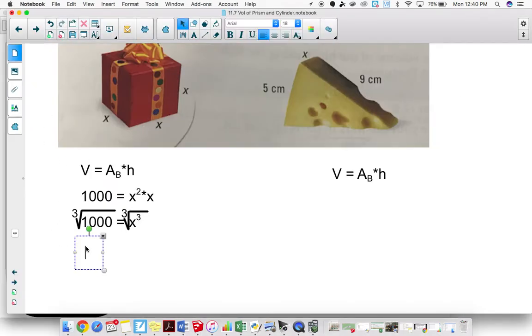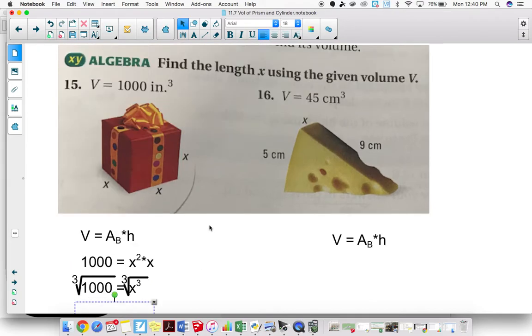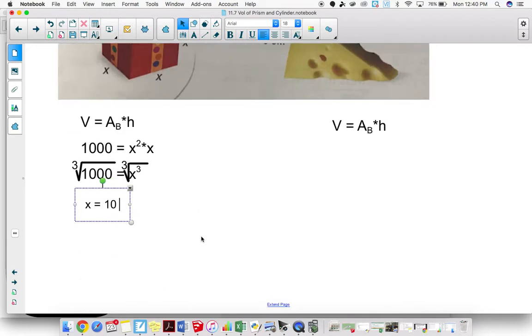So not our volume, our height, which was, I guess it'd be x as well. X was going to be 10 units. And what was our unit here? Inches, so it'd be 10 inches.